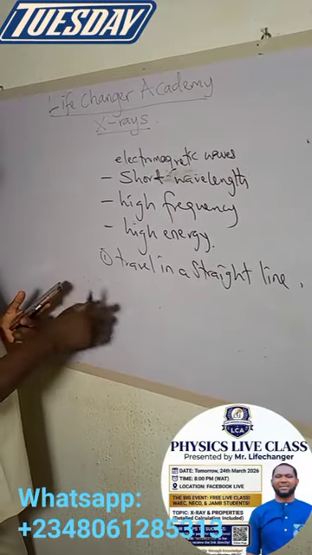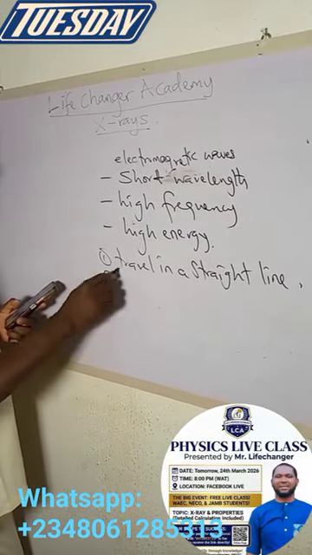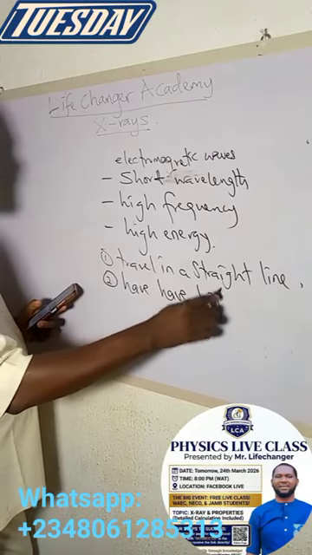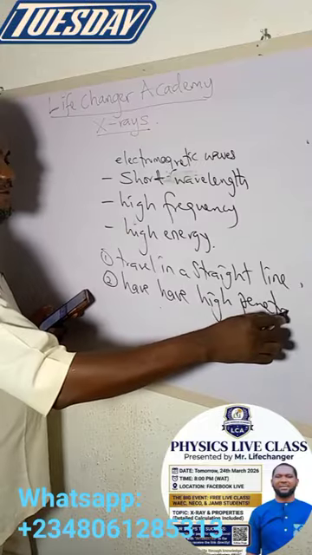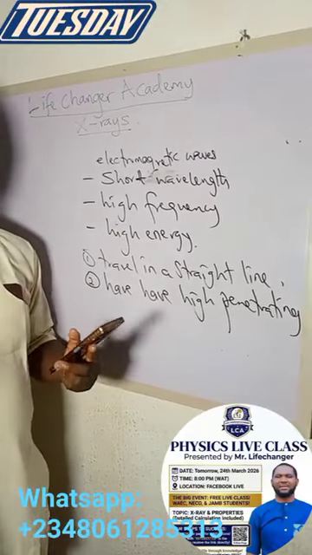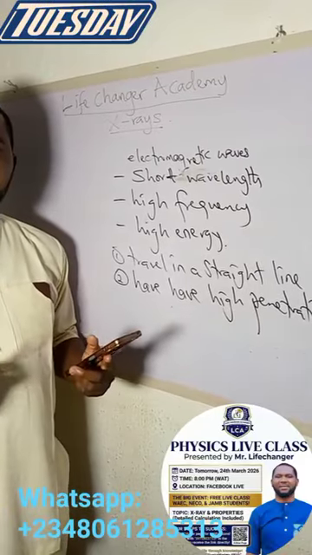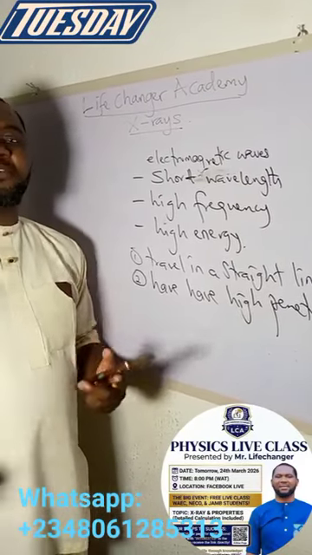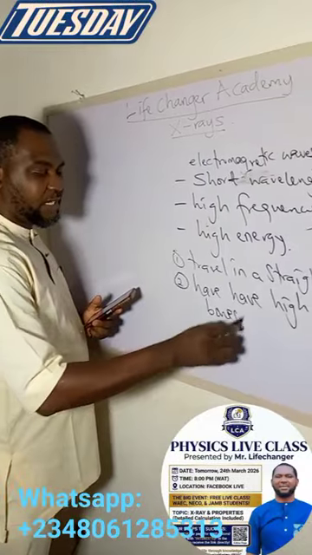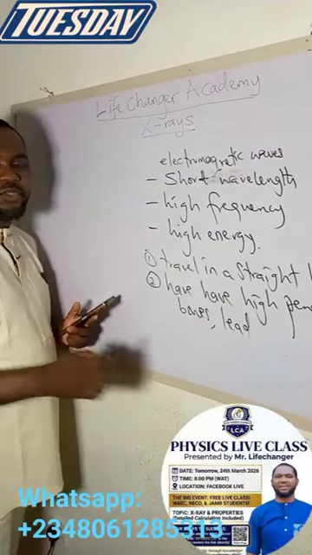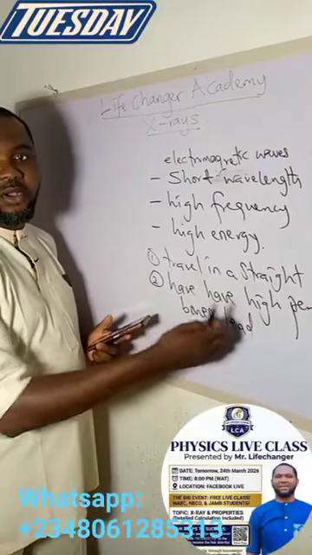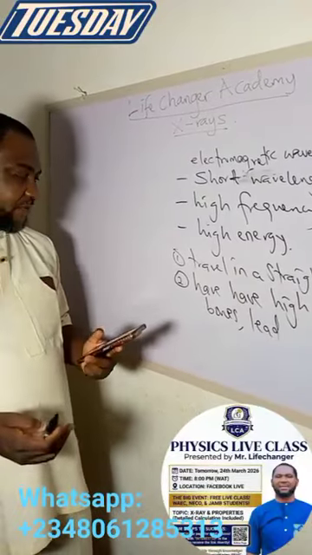Another is that they have high penetrating power. As a matter of fact, that's the reason why X-rays are used to view bones, because they can penetrate through the skin, but there are some materials they cannot penetrate through. For example, bones and lead can stop it. X-ray can be stopped using either bones or lead. I believe that makes sense.